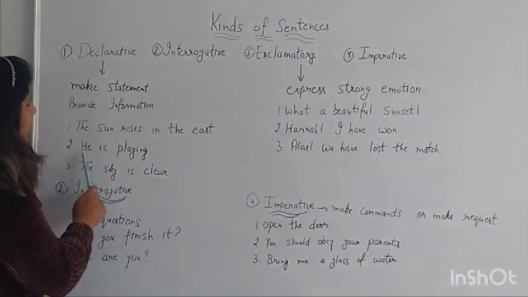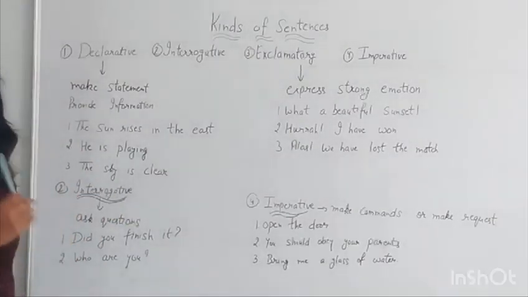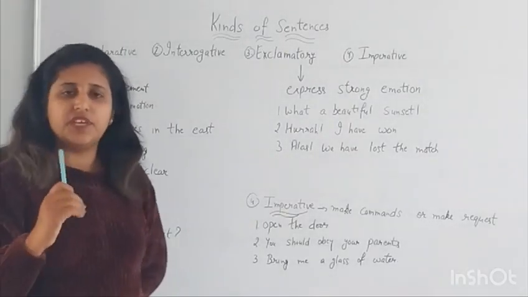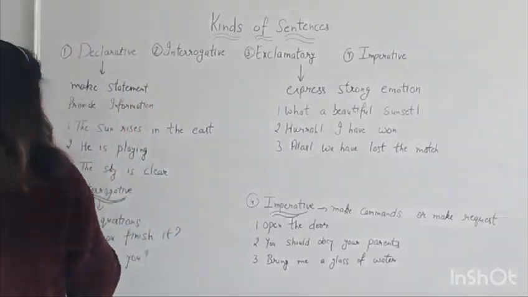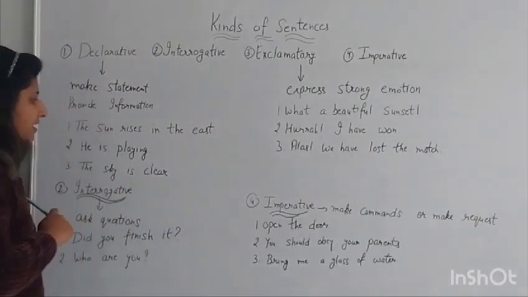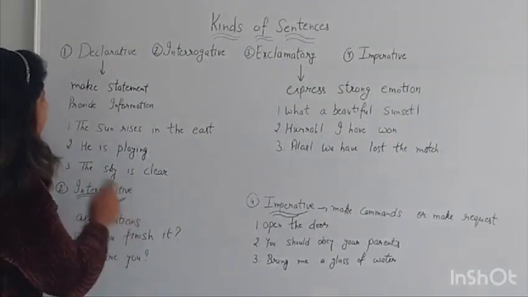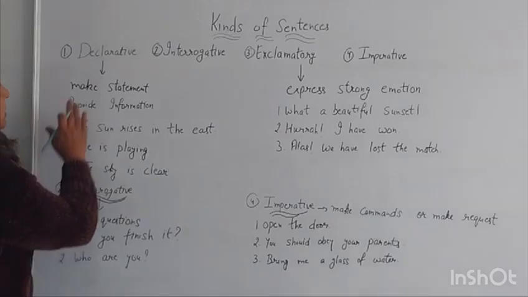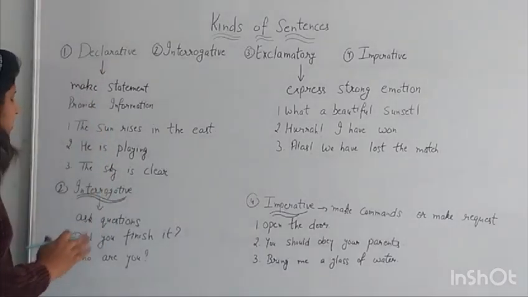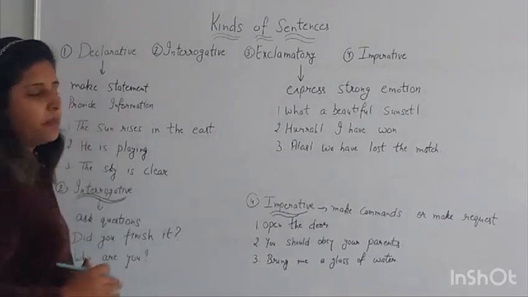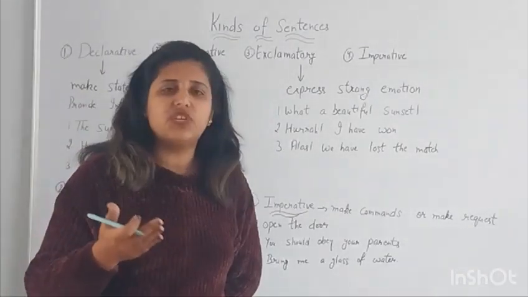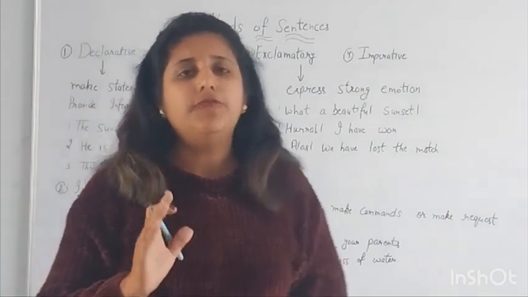Now the second example is he is playing. You can write over here that they are playing, they are cooking, they are planning a party, they are planning a get together. Now the next example is the sky is clear. Now you can see that under the declarative sentences, the examples written over here are very simple statements and sentences which provide you simple information.